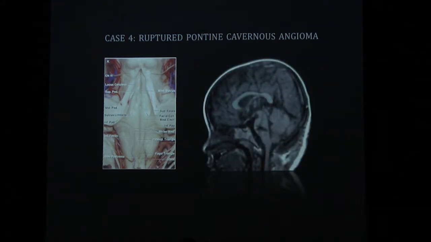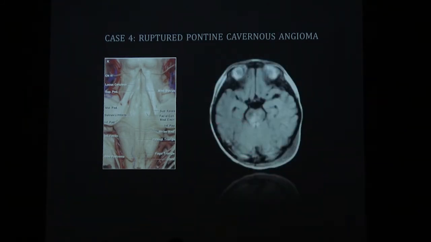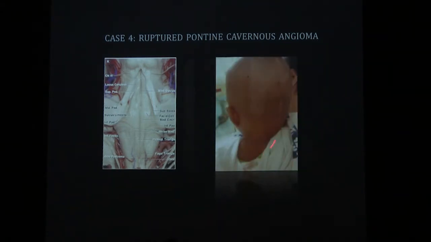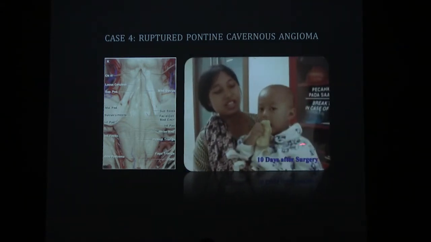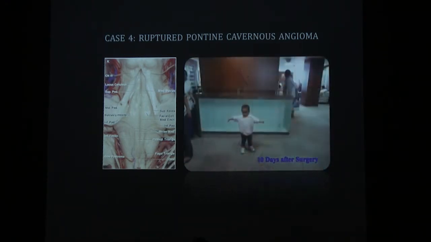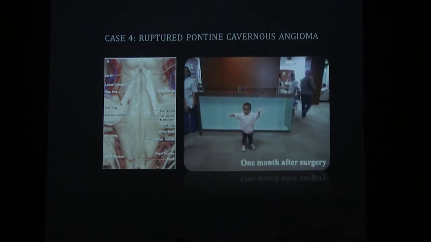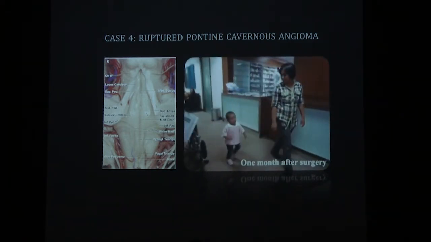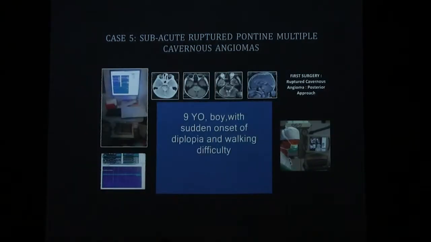Yeah. So just after surgery, and this is the girl 10 days after surgery, still paralysis in the left side. And this is 1 month later. You see, in children, indication is much better because children recover better and have many times repeated bleeding. So in children, it's more indicated for brainstem cavernous angioma.